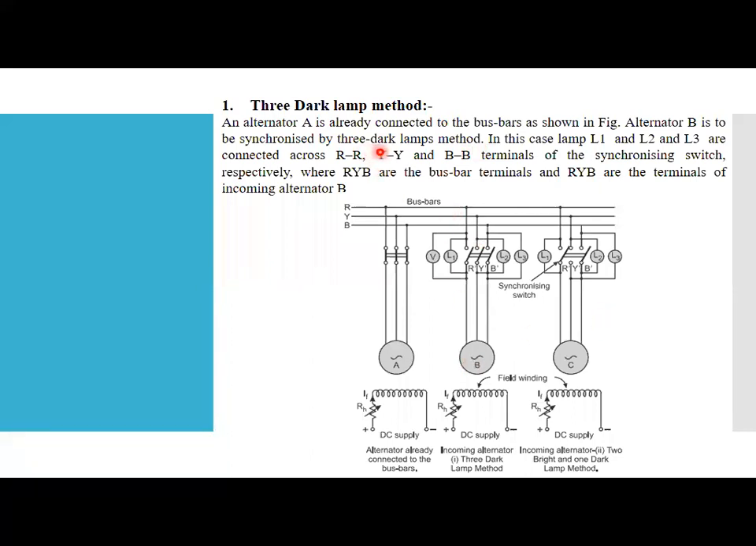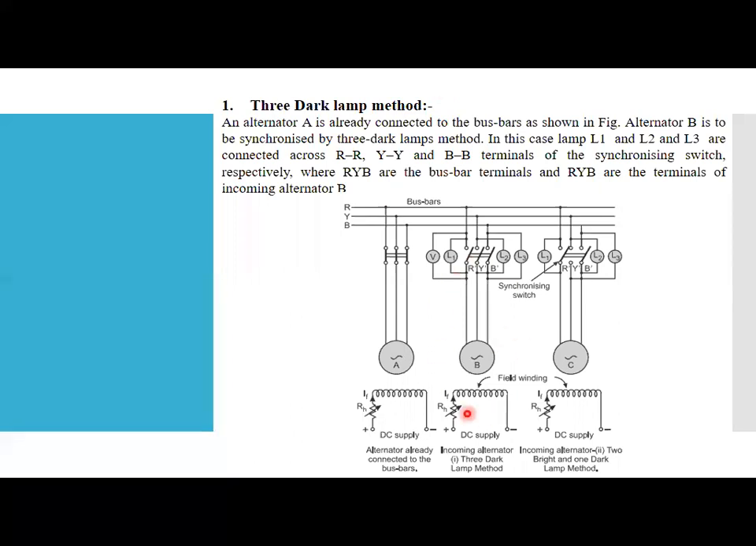So here dash is missing. You can see an alternator A is already connected to the bus bar, that you have to write down. Alternator B is to be synchronized by using the 3 dark method. Lamps L1, L2 and L3 are connected across R dash, Y dash and B dash of the synchronizing switch. So this is my synchronizing switch, where R, Y, B are the bus bar terminals, and R dash, Y dash and B dash are the terminals of the alternator B.